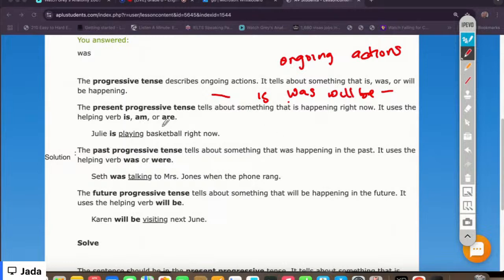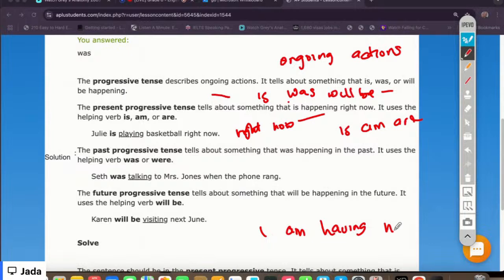All right, so we have the present progressive tense. It tells about something that is happening right now. That's for the present. It uses the helping verb is, are. You can say something like, I'm having my A Plus classes, which shows that it's happening right now. So the present progressive tense shows something that is happening at the moment.